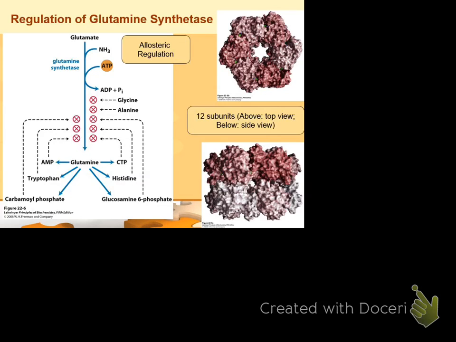AMP is due to the hydrolysis of ATP. So if you have a lot of AMP, that means you don't have a lot of ATP. So you're going to want to be able to turn this off or downregulate this, so that way you can start to synthesize ATP. Otherwise it would just completely deplete it.